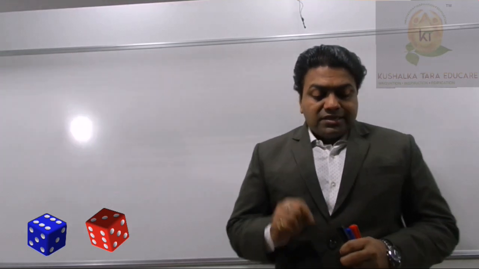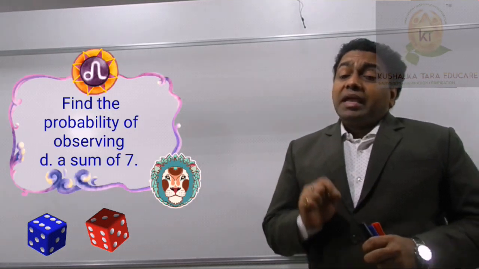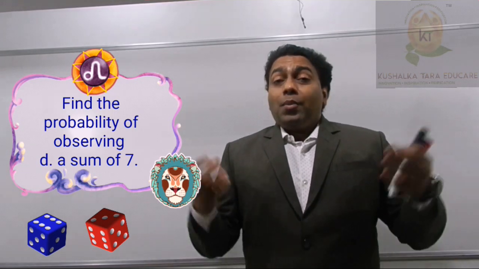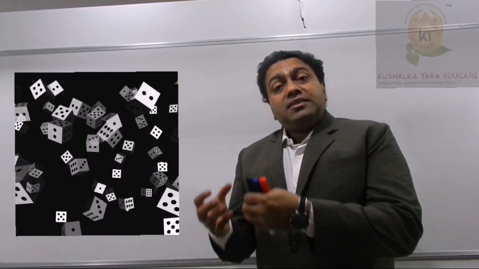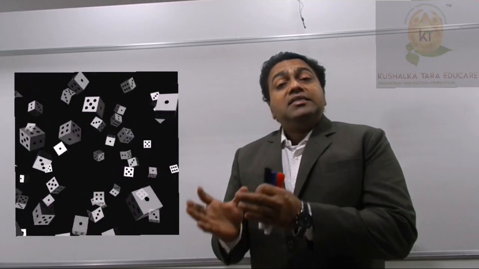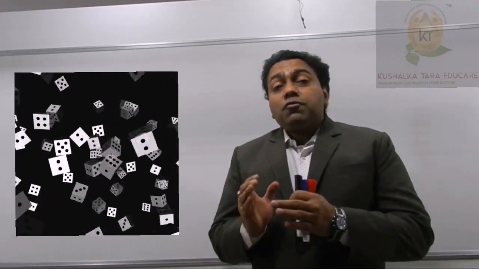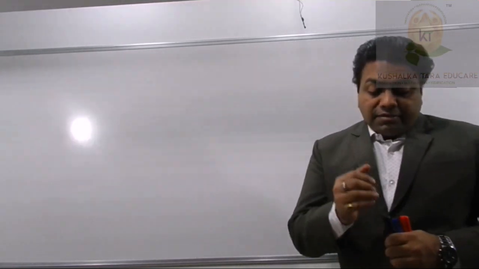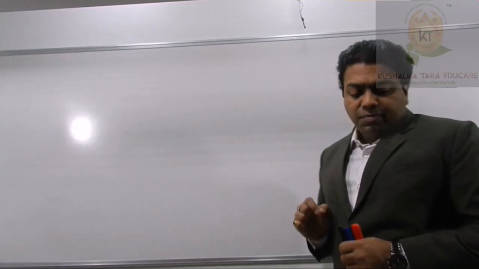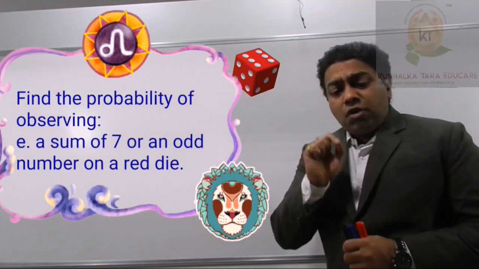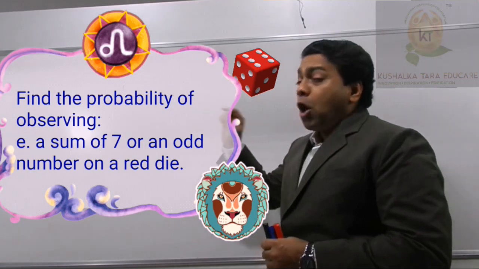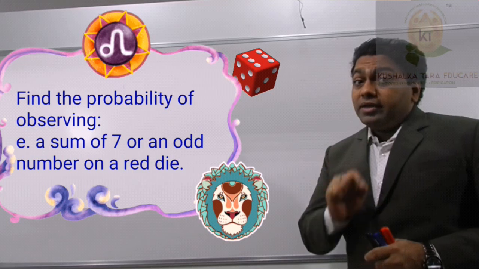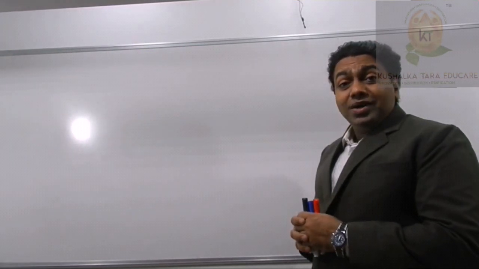The third question says, find the probability of observing a sum of 7. Now, what do you mean by sum of 7? That means when the two dice are thrown, whatever numbers appear on both the dice, the sum of those numbers should be 7. So what would be the probability when both dice are thrown that you get a sum of 7? And the fourth and final question says, find the probability of observing a sum of 7 or an odd number on the red die. So that's what the question is, correct?